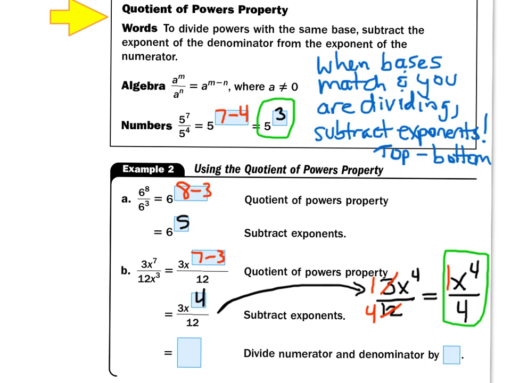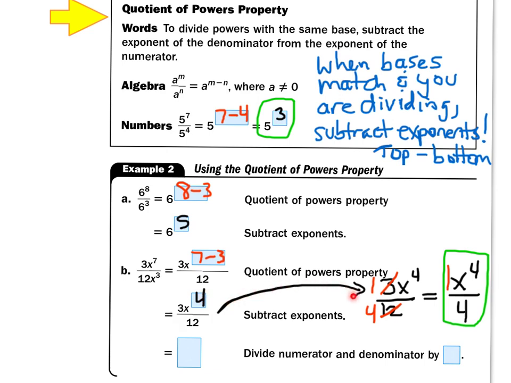Okay, take a look at B. 3x to the 7th power over 12x to the 3rd power. Well, so I'm going to start with the bases that match, the x's. Notice they match, so I put the x, and we always put it in the top of the fraction. So when the bases match, put the base in the top of the fraction, the x, and then do top minus bottom, 7 minus 3. So I get 3x to the 4th power over 12.